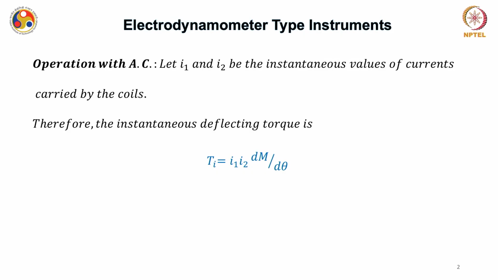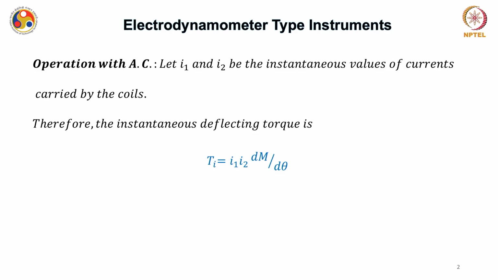We saw that two different currents I1 and I2 were the instantaneous currents in the fixed coil and the moving coil. The instantaneous deflecting torque was given as I1 into I2 into dM by d theta. We understood what this dM by d theta is and where it comes from. In fact, we did a complete derivation for the deflection equation.